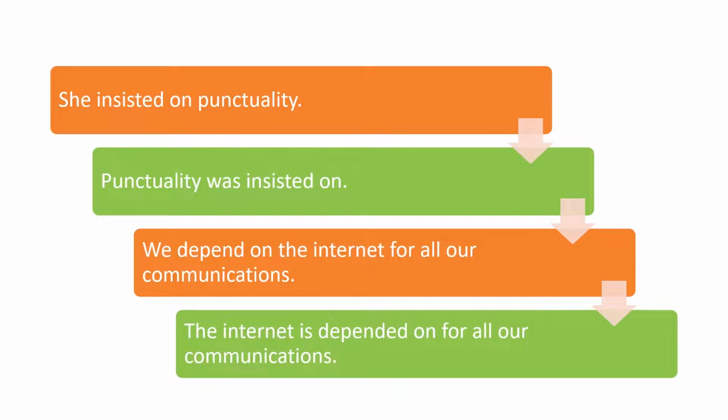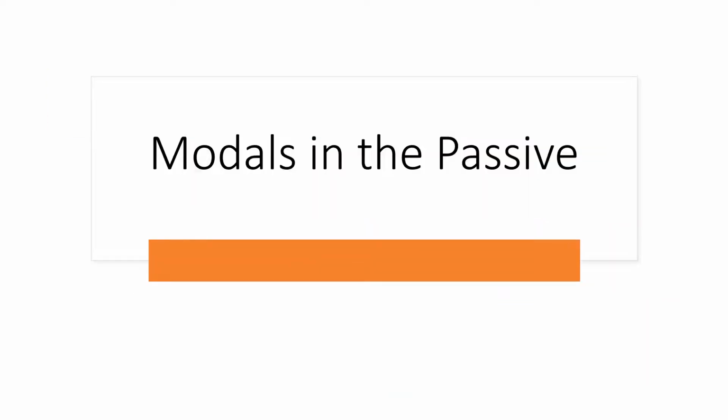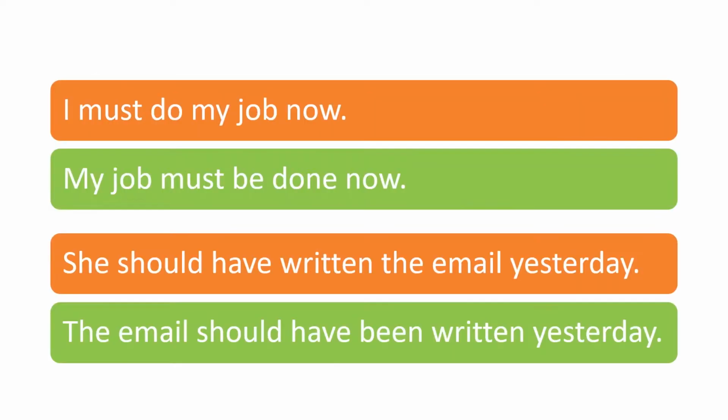Now we will see modals in the passive voice. So I must do my job now. We have must plus infinitive do. So we need to have must plus infinitive be. My job must be done. And we have the adverb of time now. My job must be done now. I must do my job now. We change it into my job must be done now.